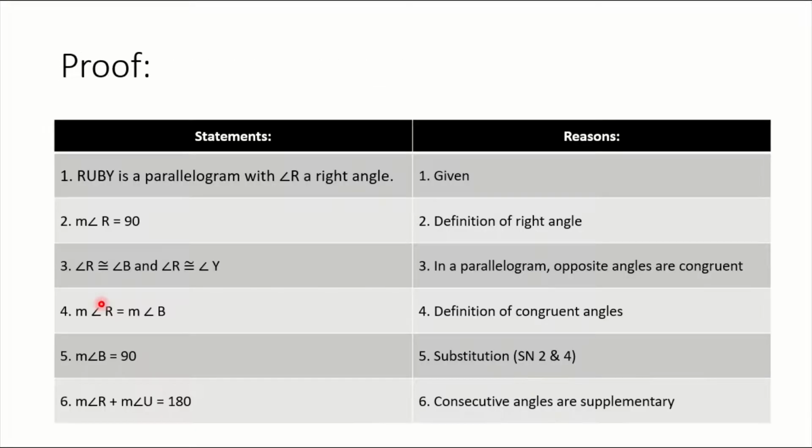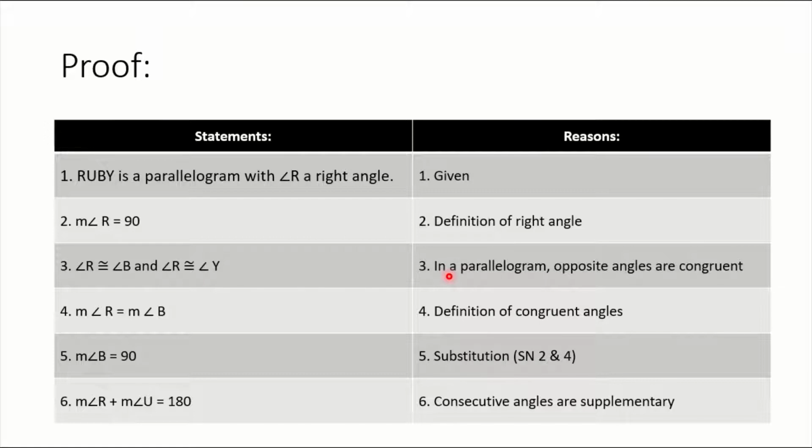Okay? So, the measure of angle R is 90. Sabi kanina, angle R is what? The reason is the definition of a right angle. Sabi kanina, RUBY is a parallelogram with angle R, a right angle. So the reason why it is measured as 90 degrees is because it is the definition of a right angle.